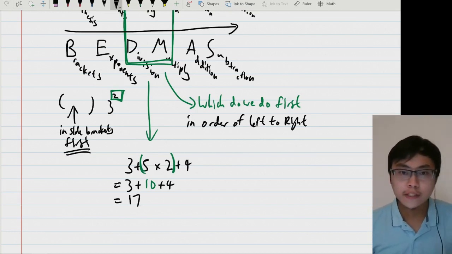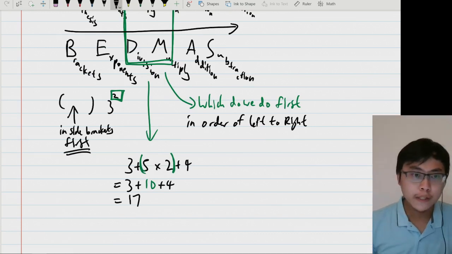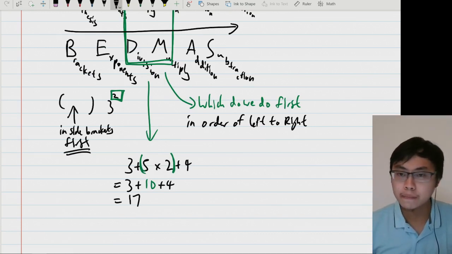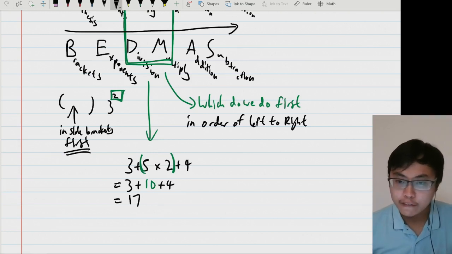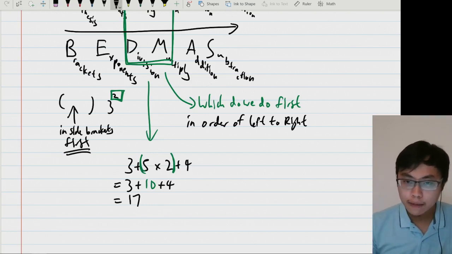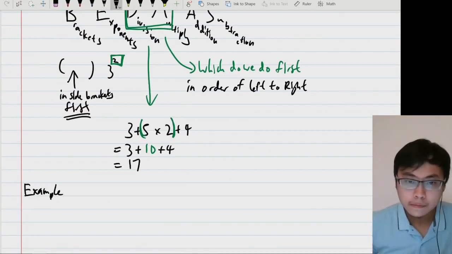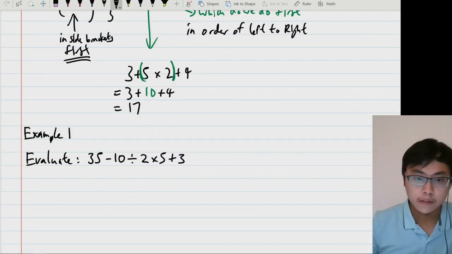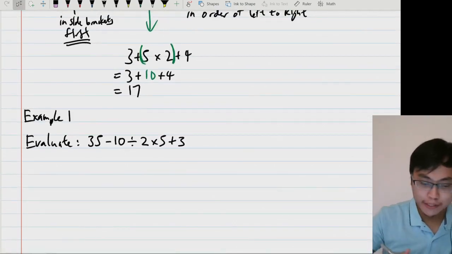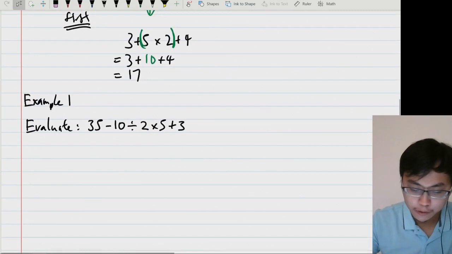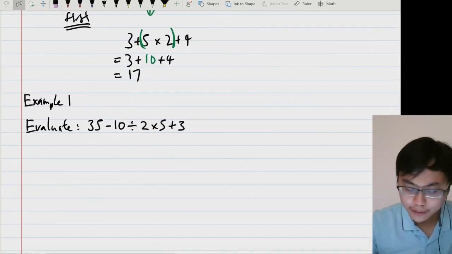Let's go through some examples of this using BODMAS, or using BEDMAS, sorry. I have a few examples over here. Let's do example 1. So I saved a little bit of time by just pausing the video and copying this question down first. So we want to evaluate this.